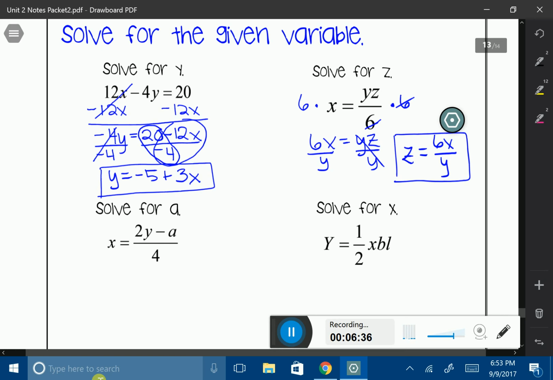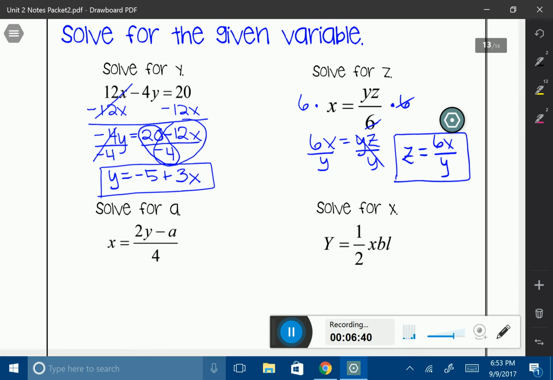Now, in all these problems, just because I'm asking for this variable, it doesn't mean that I can't solve for another variable. For example, in this problem, I could also ask to solve for y. That's fine, but in the directions it said solve for z, so that's why we did that.